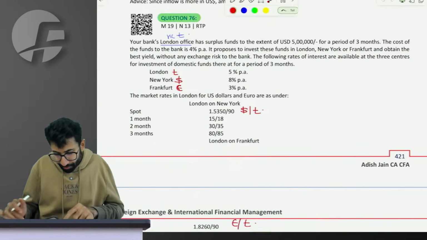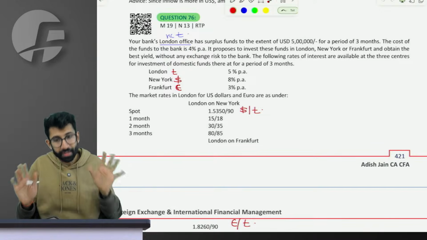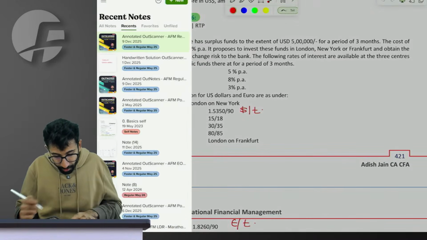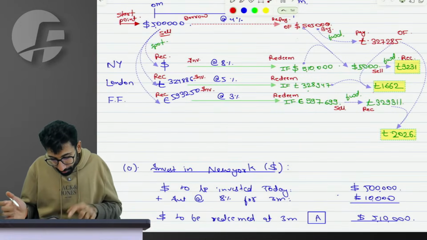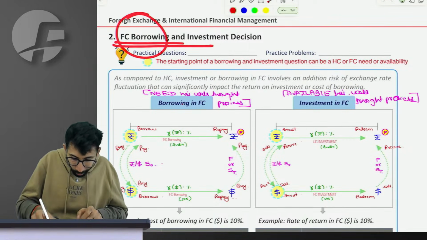The question number 76, about which I just wanted to give you a sense only. After the 76th question, in which we learnt about different kinds of investment situations, now let me tell you about the borrowing situation.